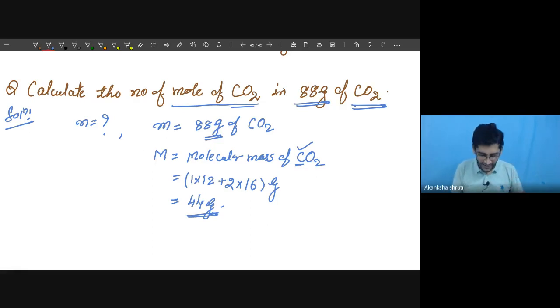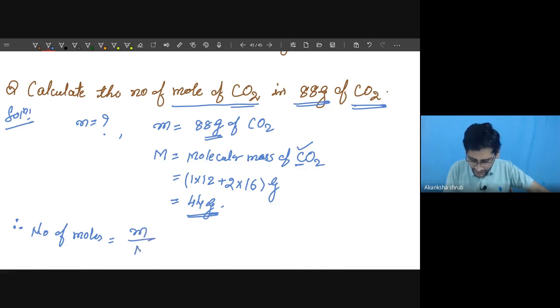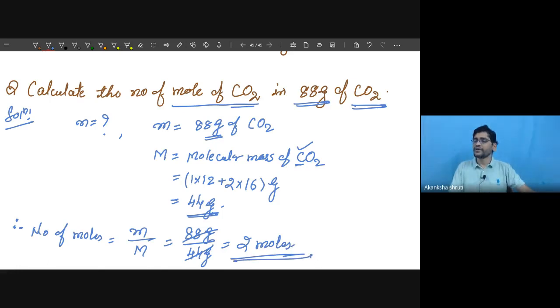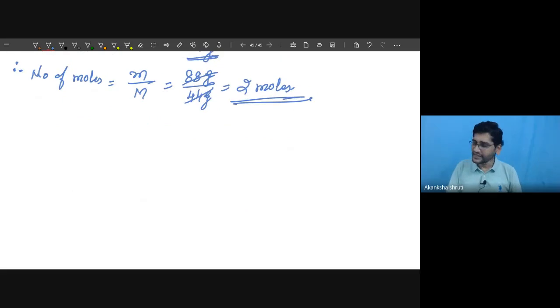After calculating this molar mass, the number of moles can be calculated very easily. How is that? It will be our given mass divided by molar mass. This is the formula. So given mass is 88 gram divided by 44 gram. Cancelling this gram and cancelling these two, we are getting 2 moles. So mole is simply a number of that particular kind, like dozen and cents. So these were the things that we have learned.